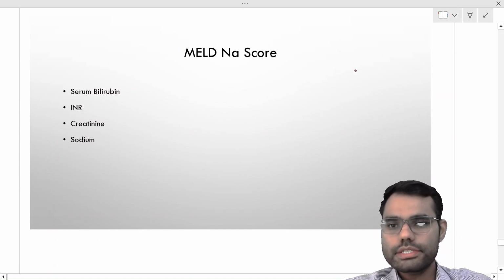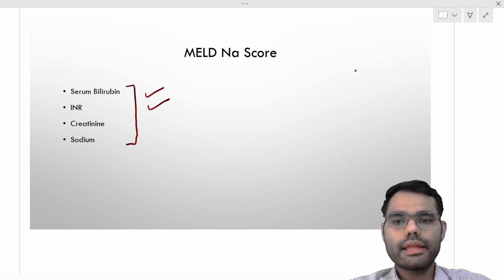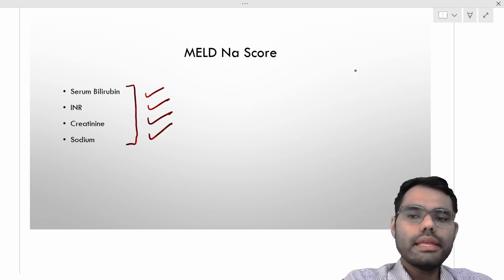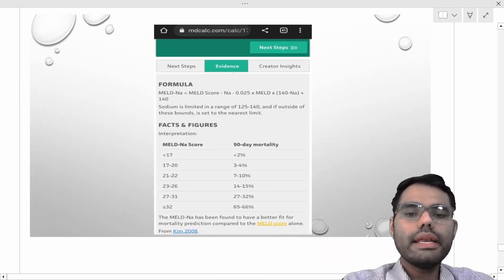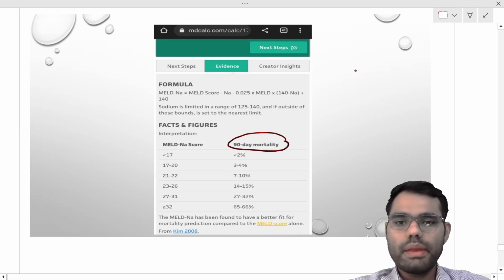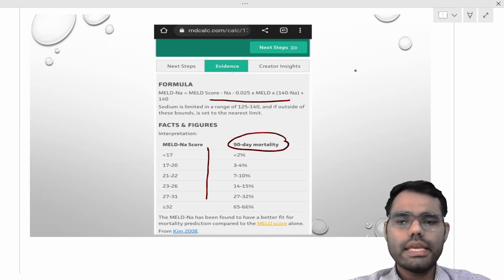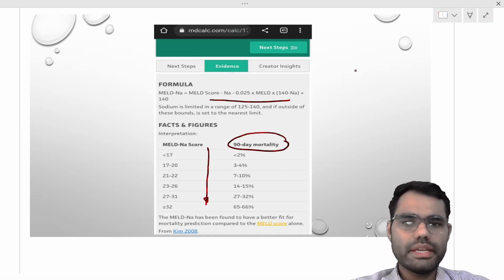This is another important score. It includes these 4 parameters: serum bilirubin, INR, creatinine, and sodium. This MELD score tells us the 90-day mortality of patients with chronic liver disease. Depending upon the score, and these are online calculators, we can see what the 90-day mortality of the patient is, right?